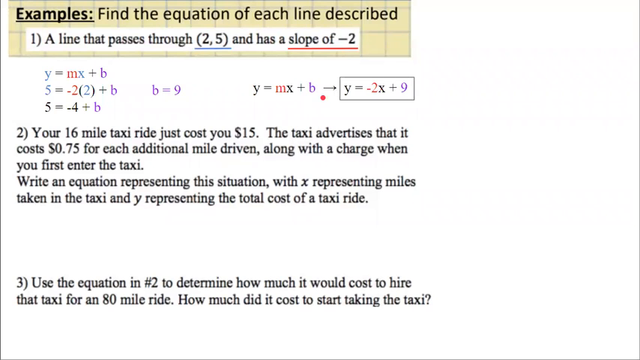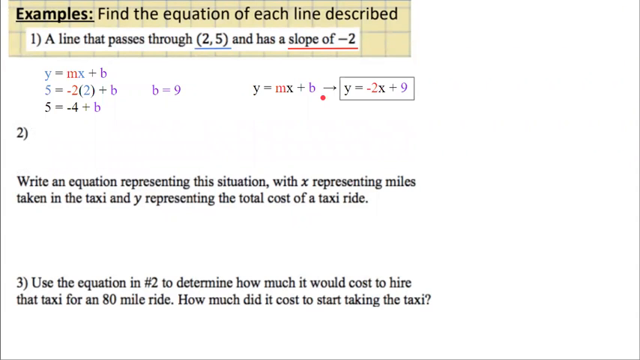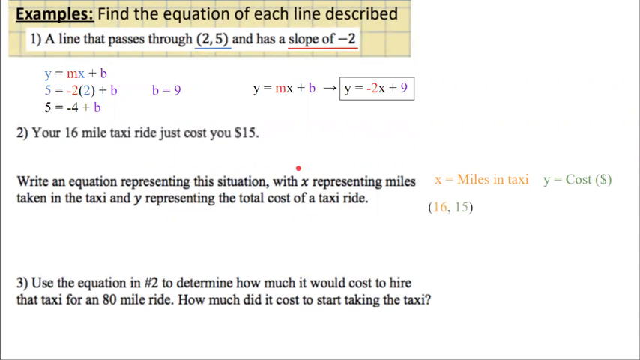Number 2 presents us with a real-world problem now, so let's go through it step by step. First, why don't we define our variables? We're told that x is the miles traveled in the taxi and y is the cost of that ride. Next, let's look for other information that we're given. We start with your 16-mile taxi ride just cost you $15, which tells us that 16 miles cost $15, giving us a point at (16, 15).